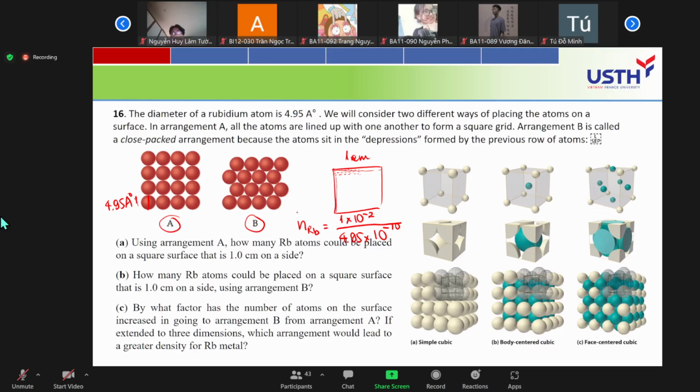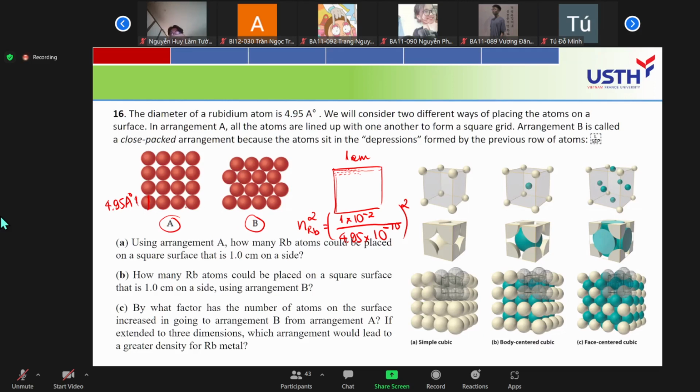So this means that the number of rubidium on the square surface with 1 centimeter on the side will be the square of the first value you calculated. This is the number of rubidium atoms. Now, the second state, a close packed state.